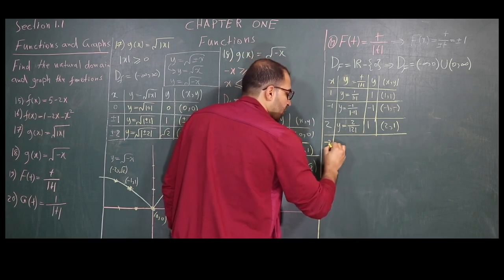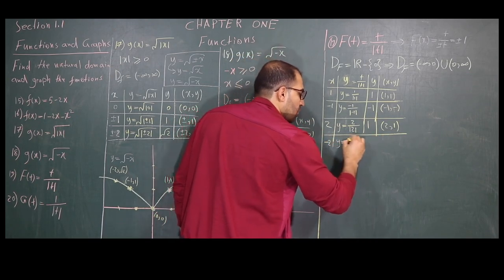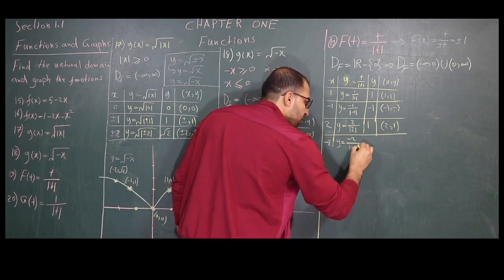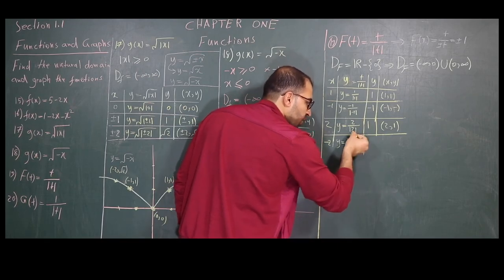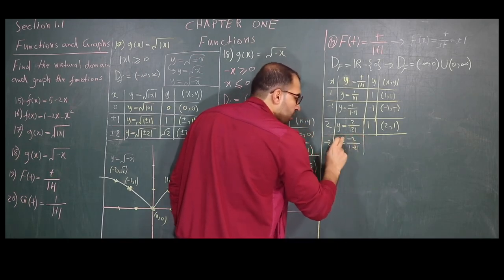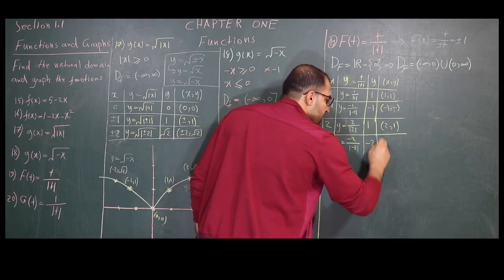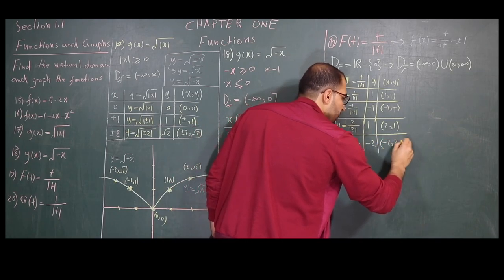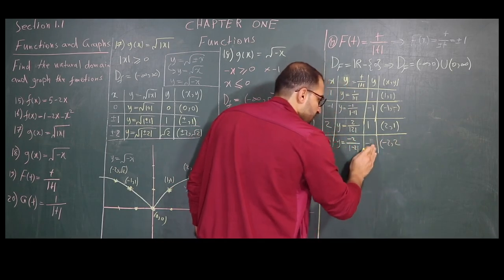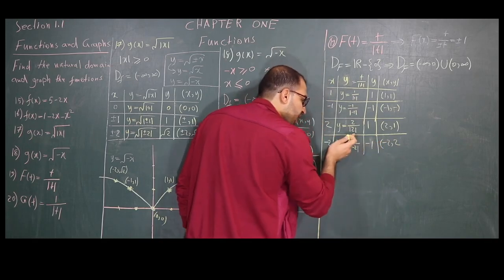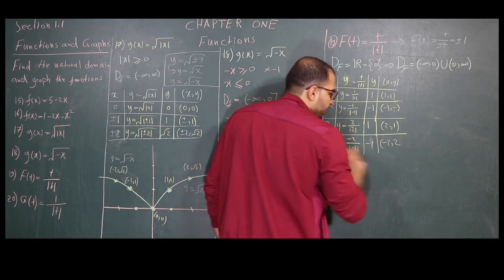And here I'm going to take minus 2. Minus 2 on the absolute value of minus 2 will be minus 2 on just 2, so minus 1. Here minus 2 and minus 1, because minus 2 on just 2 is minus 1.